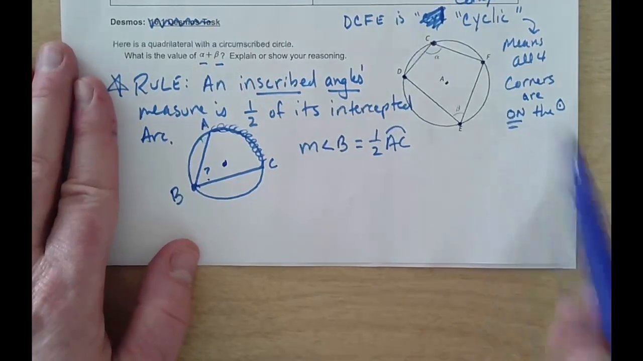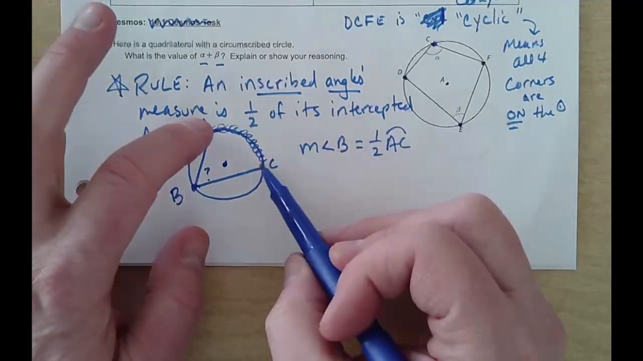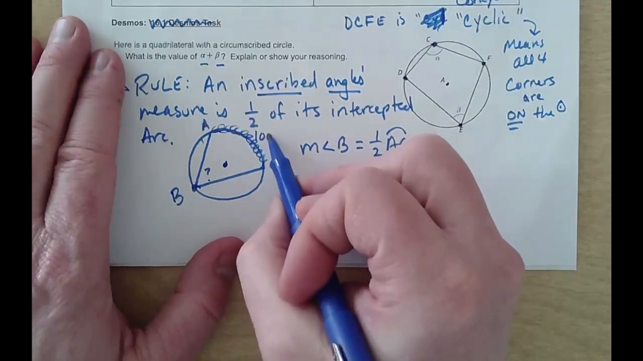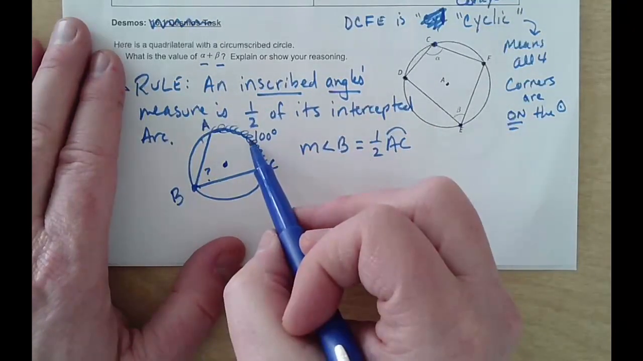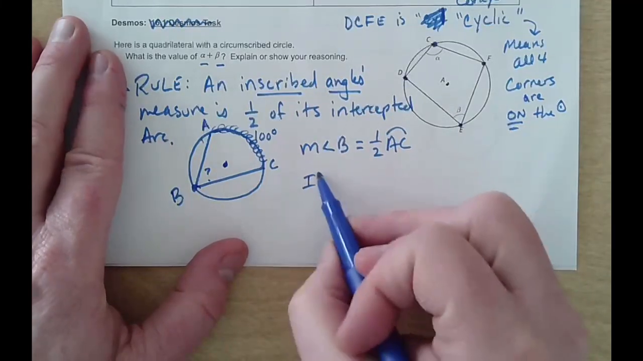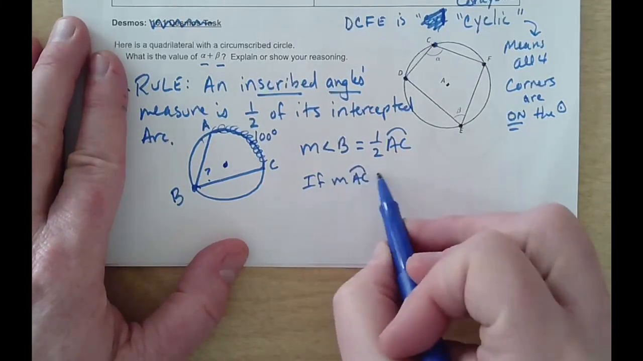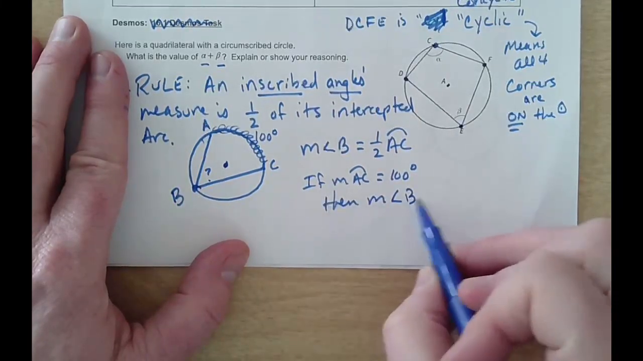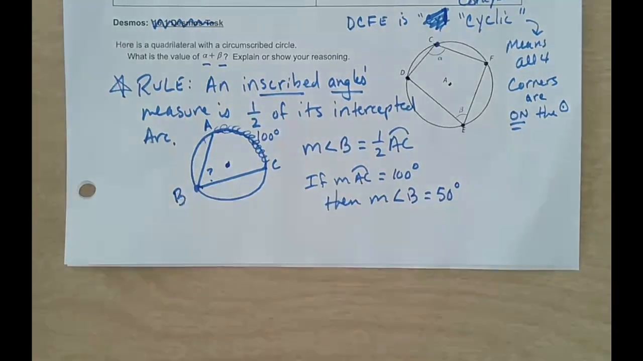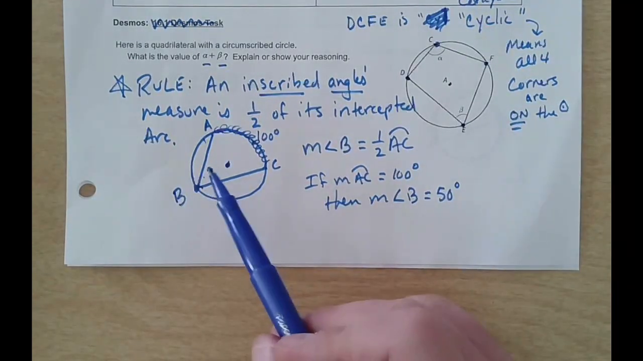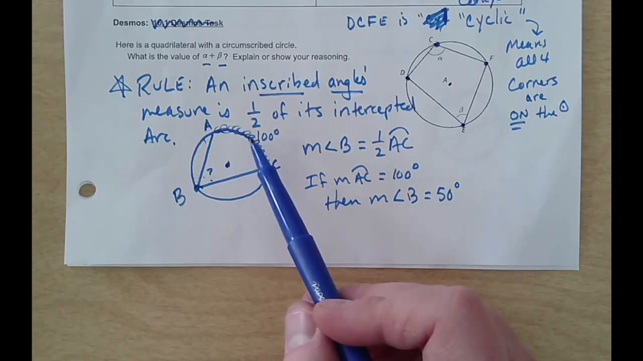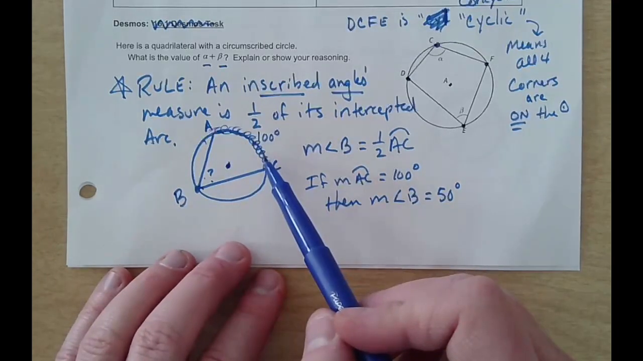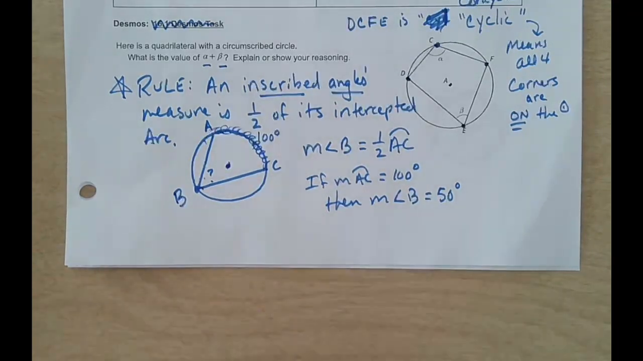1/2 of whatever the arc is. So as an example, if I wrote arc AC, it's a little bit more than 90, so let's say that's 100 degrees. If the measure of AC equals 100, then the measure of angle B is half of that, 50. Sometimes they give you the angle: if I give you 50, you double it, that's 100. If I give you 100, you cut it in half. So if that was 130, I cut 130 in half, and angle B would be 65.